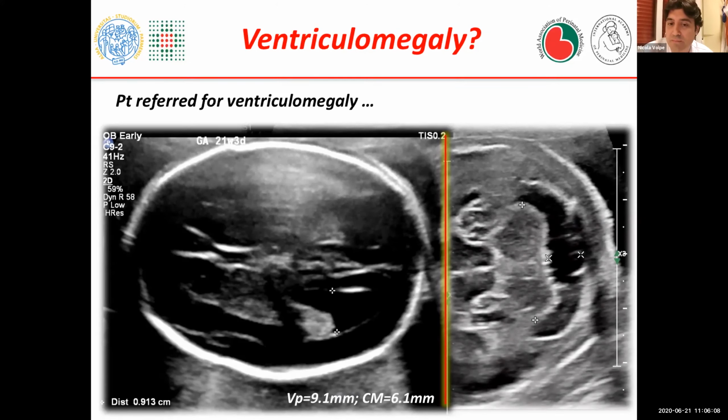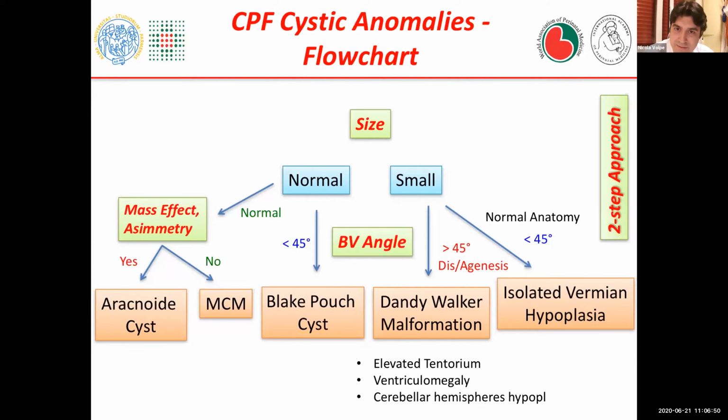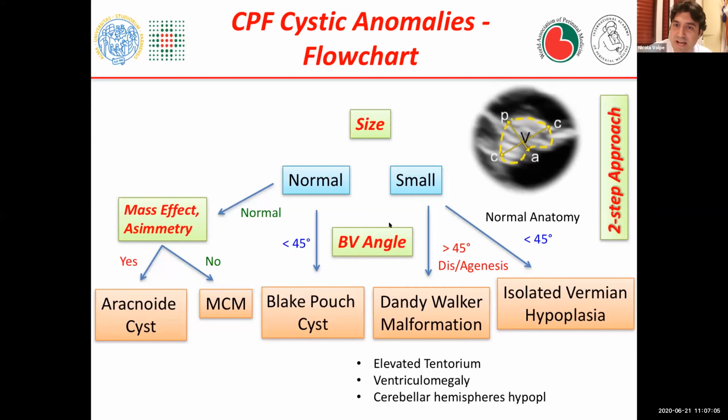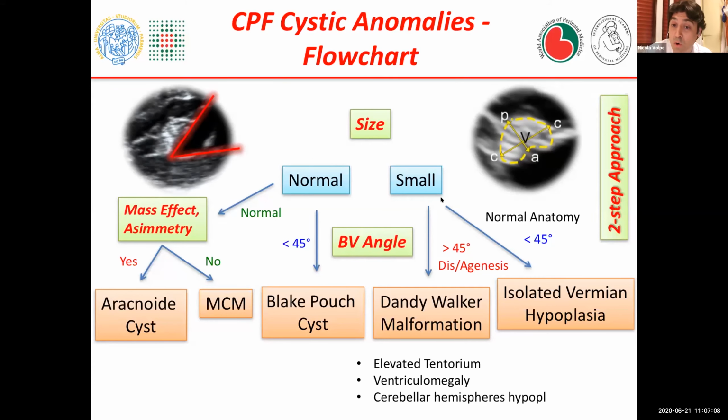So I want to go towards the conclusion. I hope to be in time. I want just to focus on this two-step approach that I hope could simplify your life. There are two main things to look for: size of the vermis and angle with the brainstem. If the size is small, we look for the angle. If the angle is mild, not wide, below 45 degrees, then there will be an isolated vermian hypoplasia. If there is a wide angle above 45 degrees, and there is also abnormal anatomy, elevated tentorium, and other things, there probably will be a Dandy-Walker malformation.